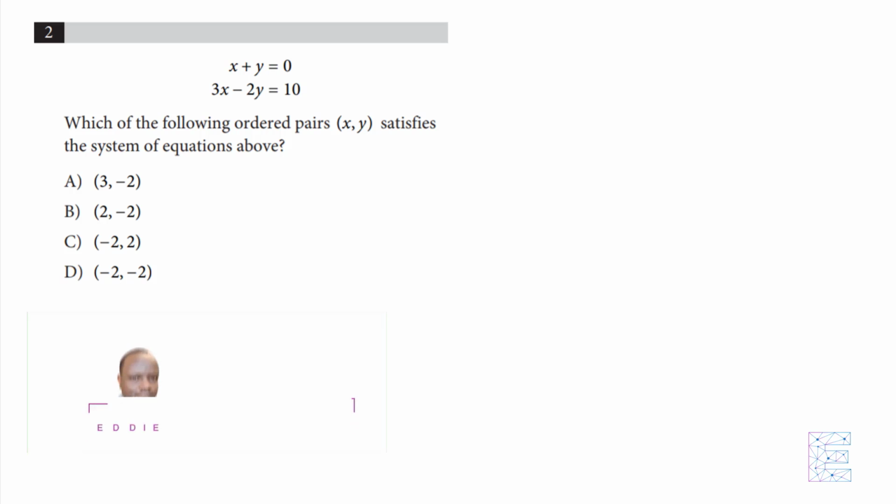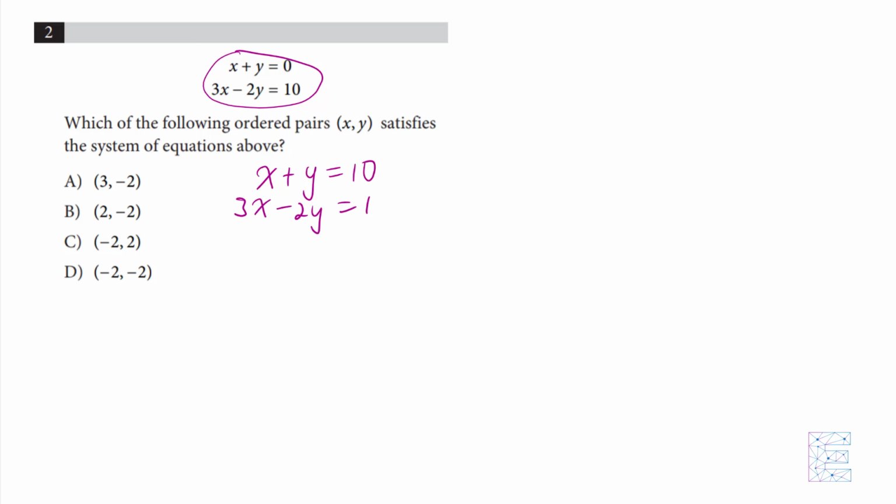Which of the following ordered pairs (x, y) satisfies the system of equations above? So this question is best set up to be solved with the elimination method. So let's copy it down here and actually use the elimination method to solve for this. All right, so in the elimination method, we have to get rid of either the x's or the y's. One of those has to go away.